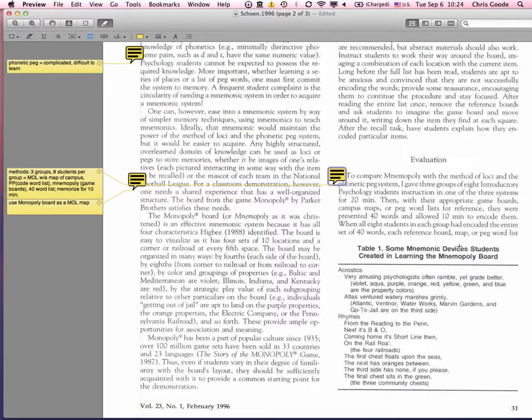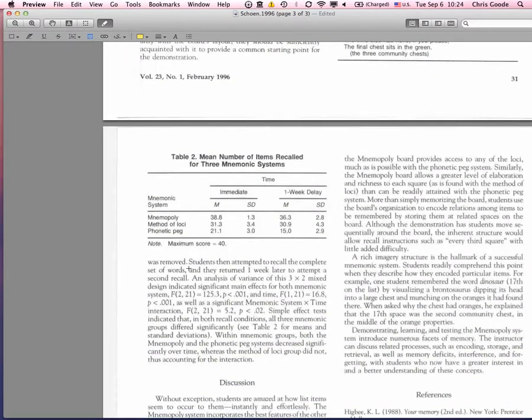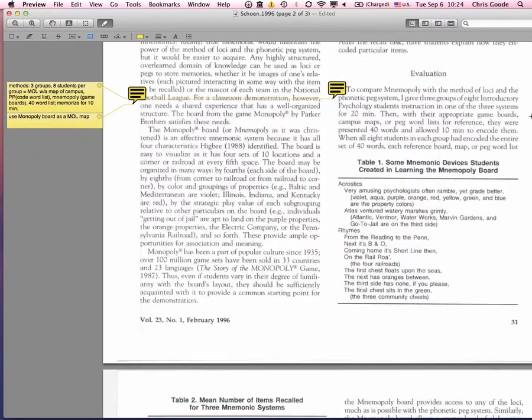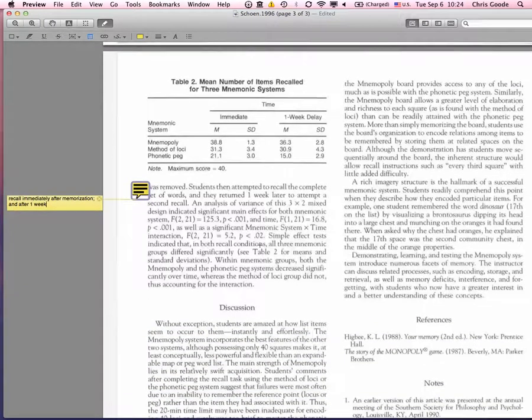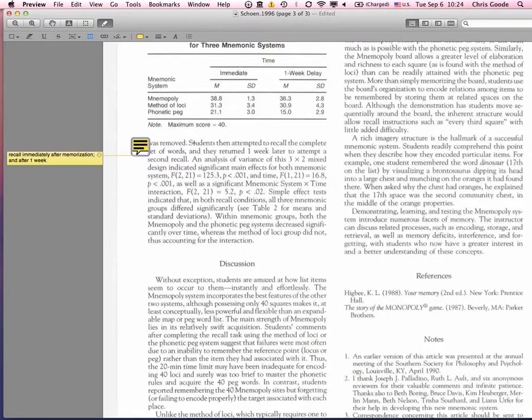Each reference board, map, or peg word list was removed. Students then attempted to recall the complete set of words. Okay. So it says 10 minutes to encode them. So they recall immediately after they memorized them, right? And they returned 1 week later to attempt a second recall.